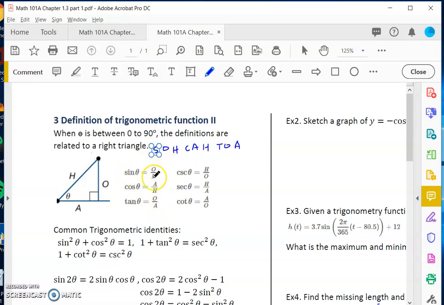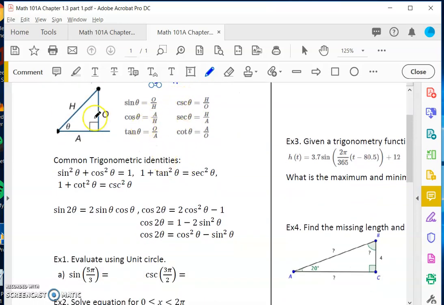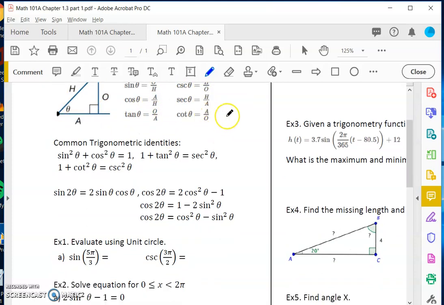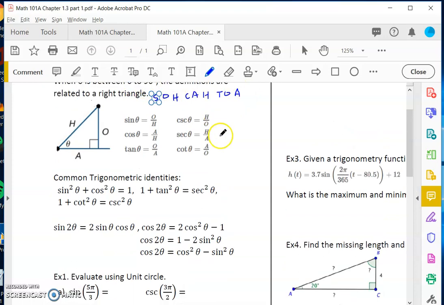Sine theta is opposite over hypotenuse, cosine is adjacent over hypotenuse, tangent is opposite over adjacent. And the secant, cosecant, and cotangent are respectively the reciprocals of sine, cosine, and tangent. In this case, all these values are positive. They never have a negative value, so we don't have to consider undefined situations. And the theta that we're talking about is between 0 to 90 degrees though.